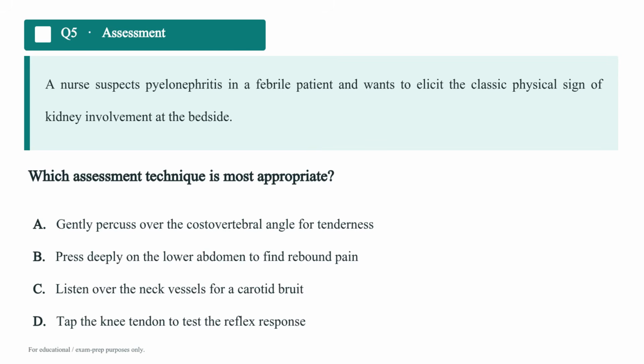Question 5. A nurse suspects pyelonephritis in a febrile patient and wants to elicit the classic bedside sign of kidney involvement. Which assessment technique is most appropriate? Option A, gently percuss over the costovertebral angle for tenderness. Option B, press deeply on the lower abdomen to find rebound pain. Option C, listen over the neck vessels for a carotid bruit. Option D, tap the knee tendon to test the reflex response. Pause here and choose your answer.